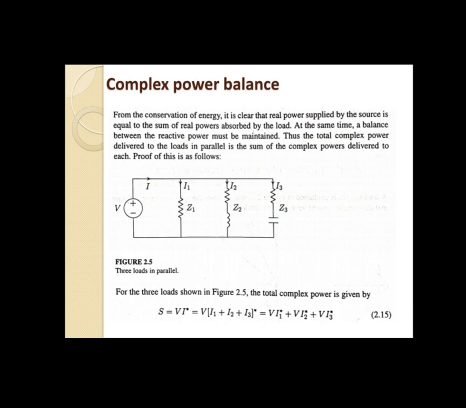So for the three loads given in the figure, the total complex power is S equal to VI star, which is the general equation for the complex power. Now V remains as it is, but instead of I there are three currents in the circuit, I1, I2 and I3. So I is equal to the summation of all three currents, I1 plus I2 plus I3. At the end we get equation number 15, that is V I1 star plus V I2 star plus V I3 star.